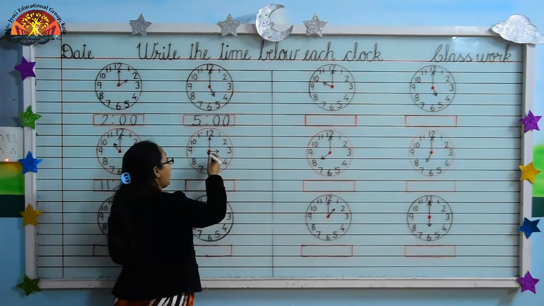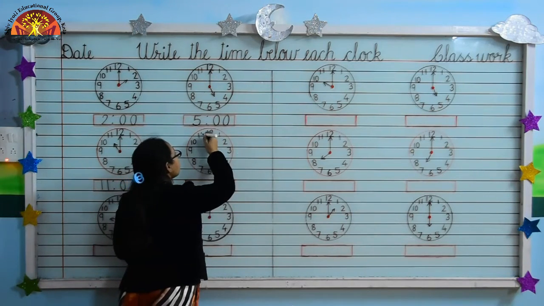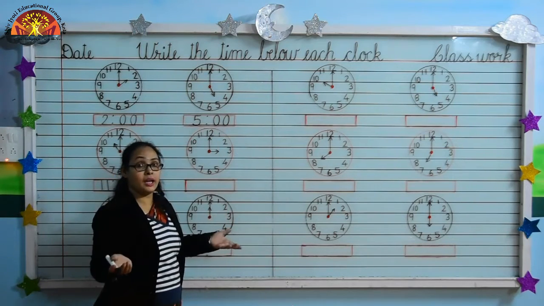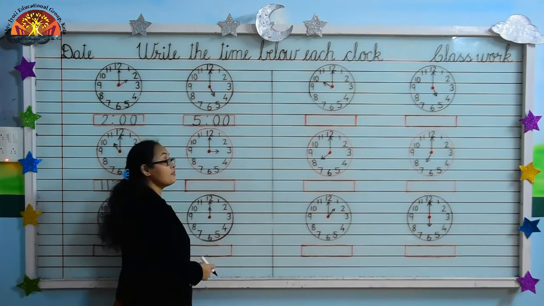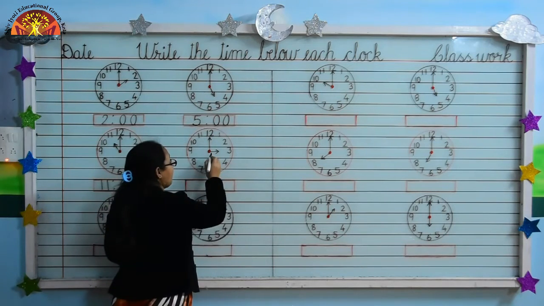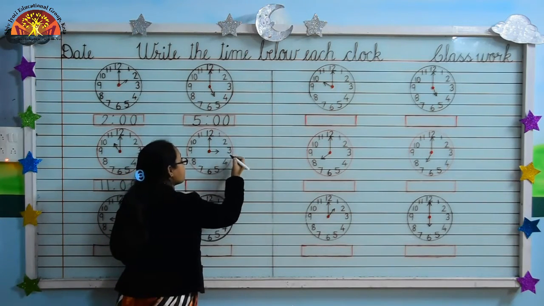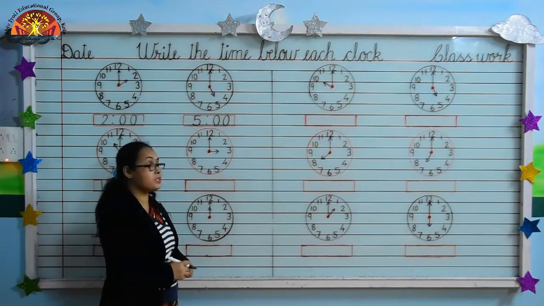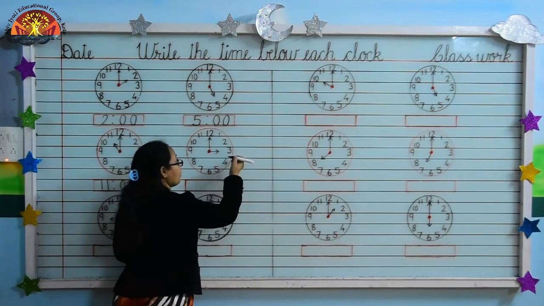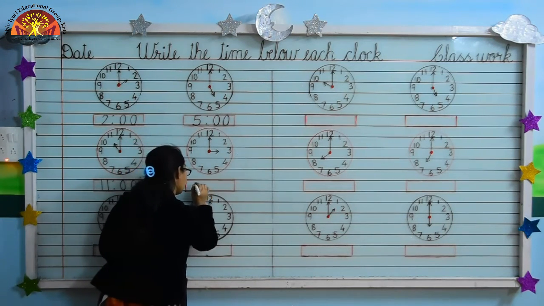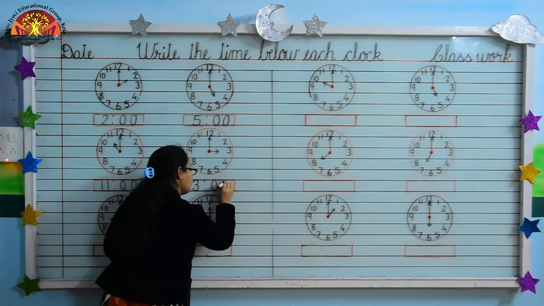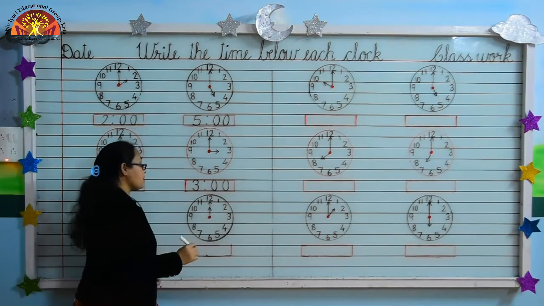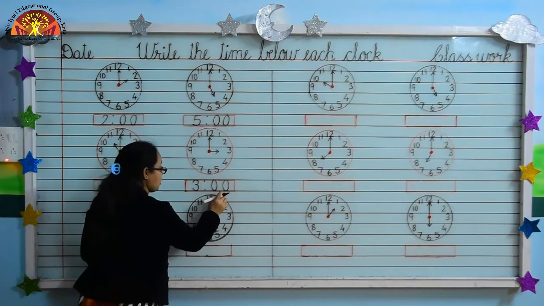Move to next. Kids, now you tell me, where is the long hand? Yes, the long hand is at 12. And where is the short hand? Yes, kids, the short hand is at 3. Kids, what time is the clock showing here? Yes, the clock is showing 3 o'clock. Now we will write 3 colon 0 0. Kids, we read it as 3 o'clock.